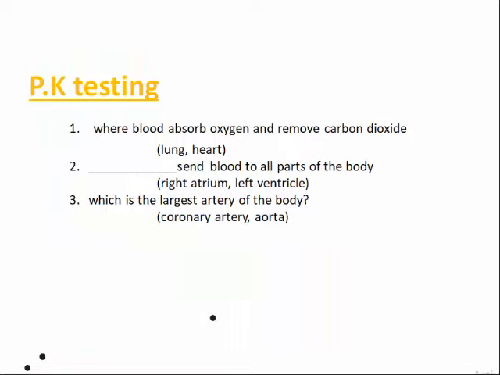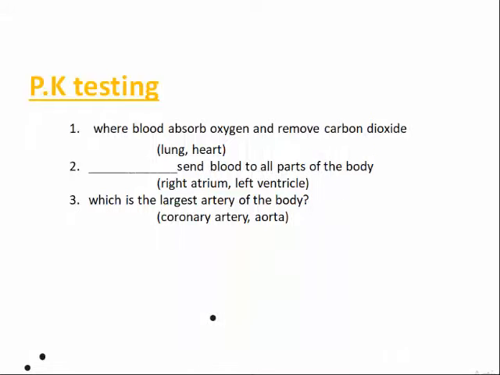and now there is a small test for you to check how much you learned. Okay, and in this there are 3 questions, and I will show you the answers of these questions at the end of the slide. The first question is, where does blood absorb oxygen and remove carbon dioxide, lungs or heart? Then the second question, dash sends blood to all parts of the body, right atrium or left ventricle? And then the question is, which is the largest artery of the body, coronary artery or aorta?